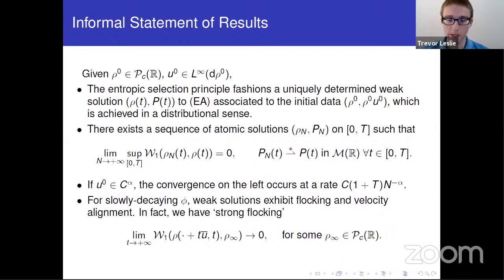And we showed that we have a rate for this convergence if we have some regularity on the velocity field. Actually, this requires two slightly different approximation schemes. And finally, we have the expected flocking properties that we inherit from the discrete dynamics. We get flocking, we get velocity alignment, and we even get the existence of a limiting density measure under the same slow decay assumptions on phi that we needed before when we discussed mass concentration.